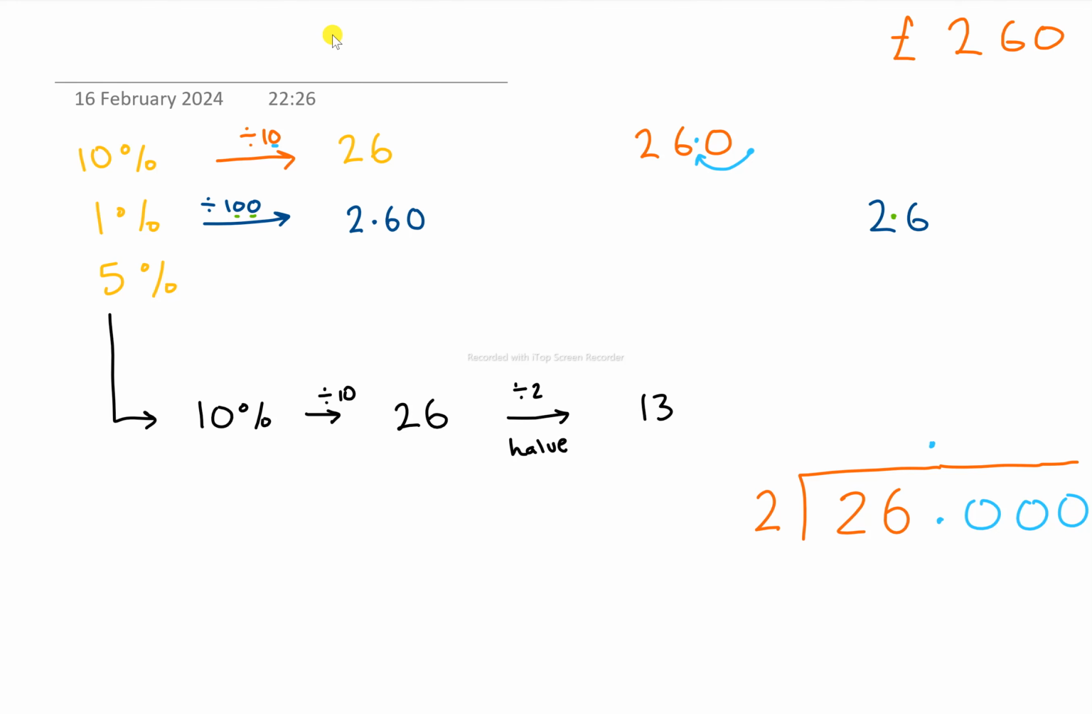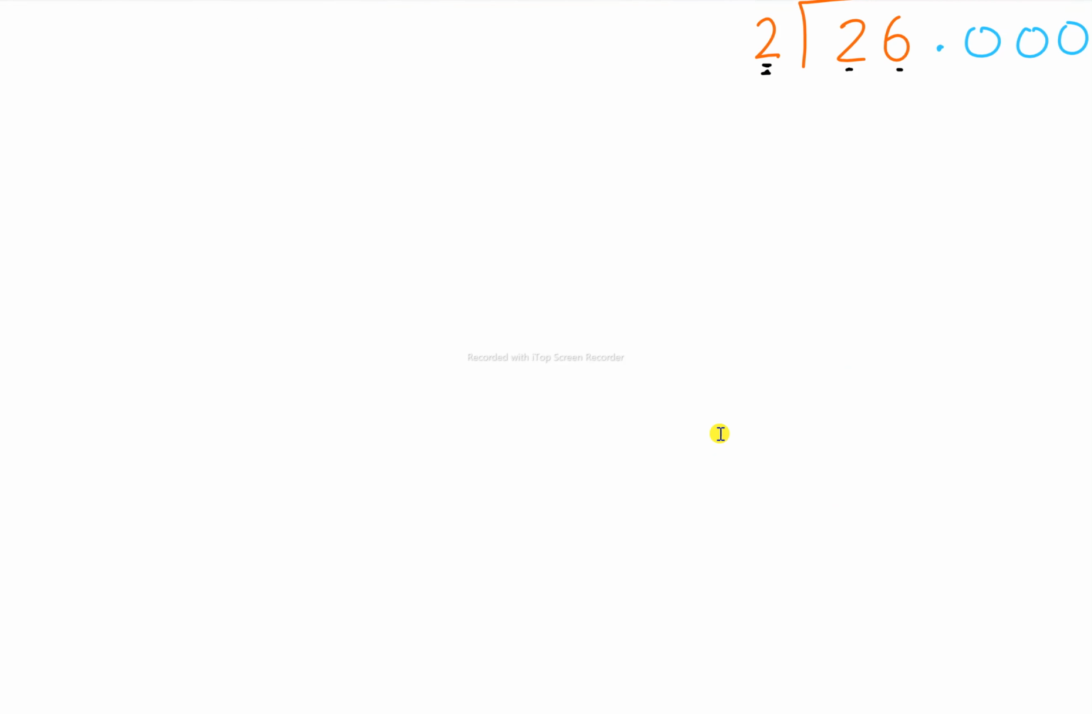And let's try it then. How many 2's are there in 2? 1. How many 2's are there in 6? 3. Because there's no remainder, I can stop. So my answer is 13. So you divide by 10 and then you divide by 2. So it's £13. Right, okay, so you've got all that. Let's keep moving forward with this now.